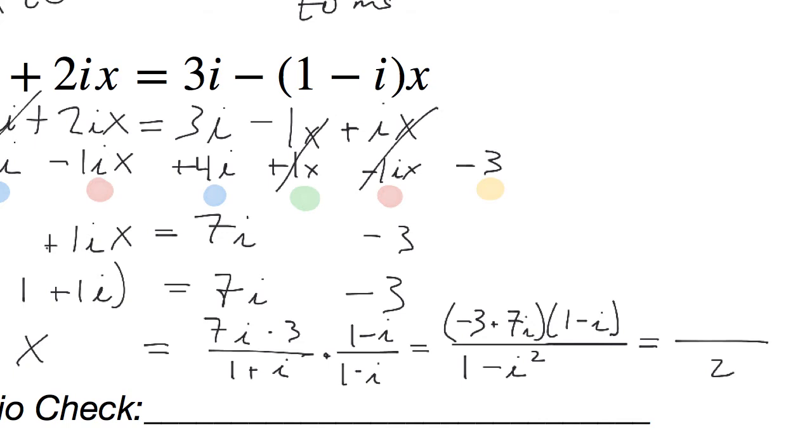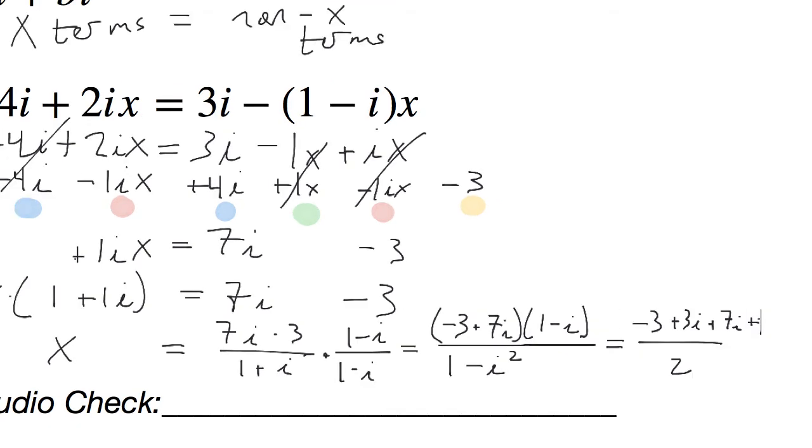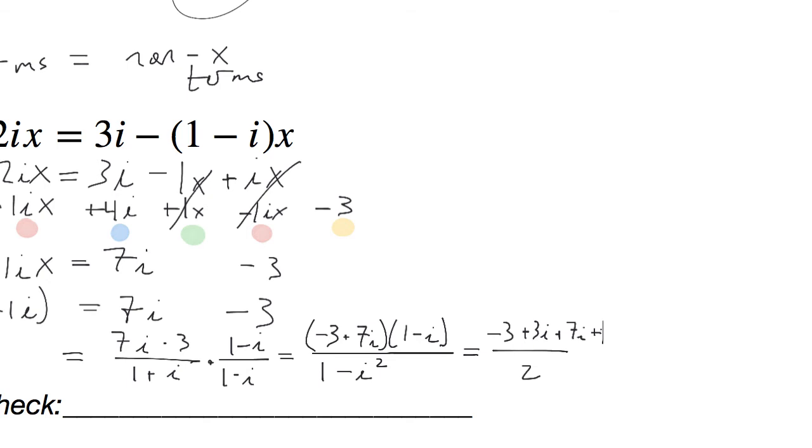I'm foiling. First term would be negative 3. Outside term would be plus 3i. Inside term would be plus 7i. And last term would be minus 7i squared, which is the same thing as plus 7. Combining terms, we get 4. Negative 3 plus 7 is 4. And 3i plus 7i is 10i over 2.